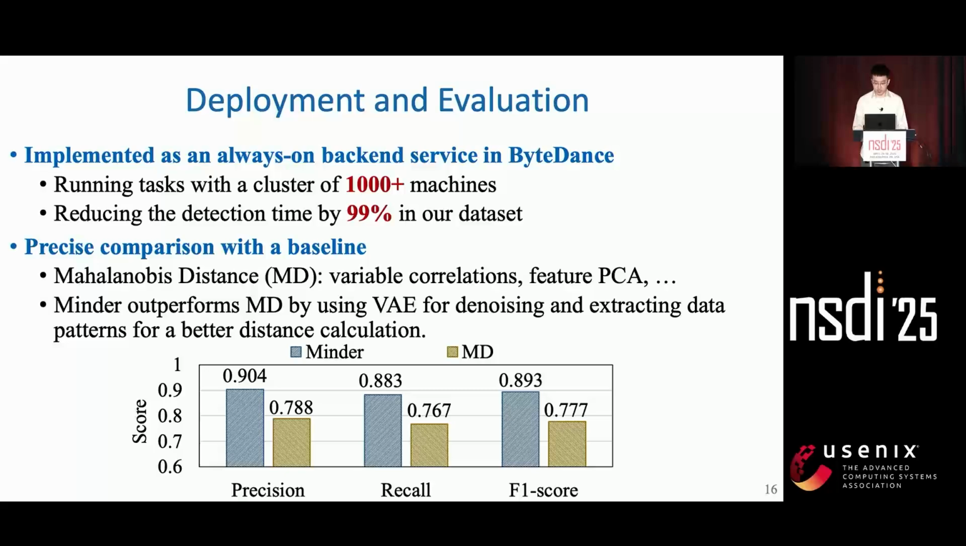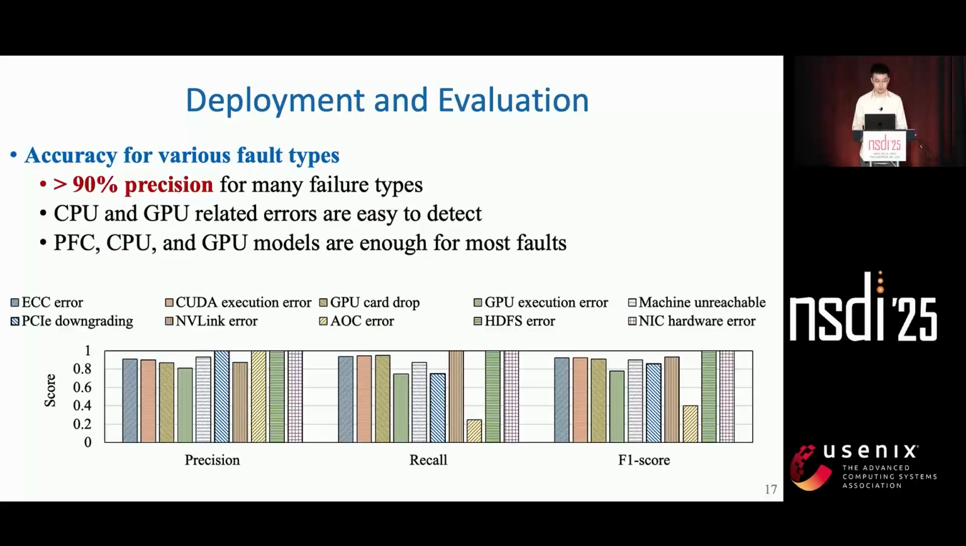This improvement is attributed to Minder's use of VAE for denoising and its ability to extract data patterns for more accurate distance calculations. We analyzed the breakdown of fault types and found that Minder achieves an overall precision of 90%, effectively handling CPU and GPU-related errors. From our detection results, we also discovered that models focusing on PFC, CPU, and GPU metrics in our case are sufficient to address the majority of faults.